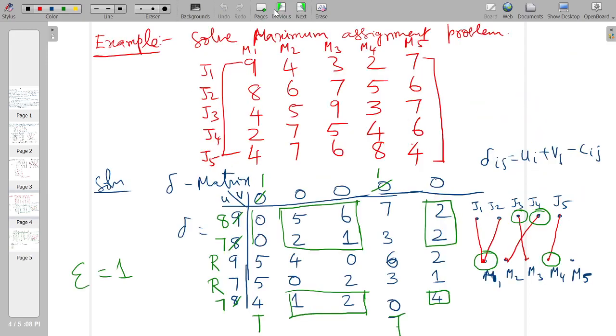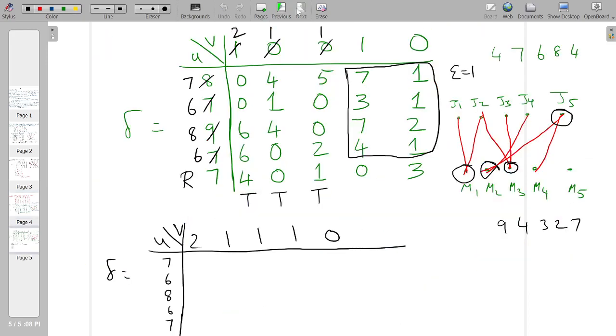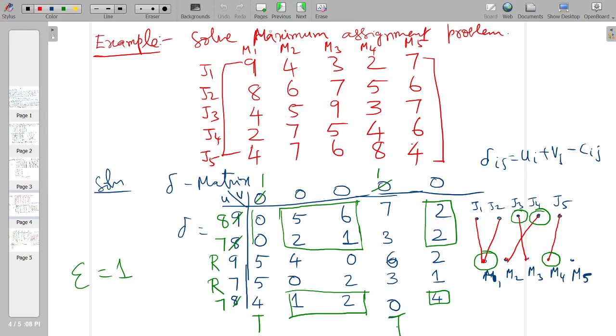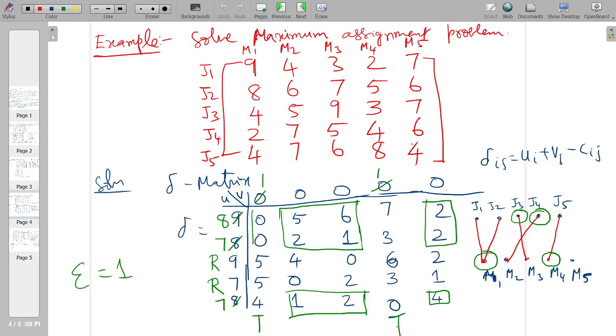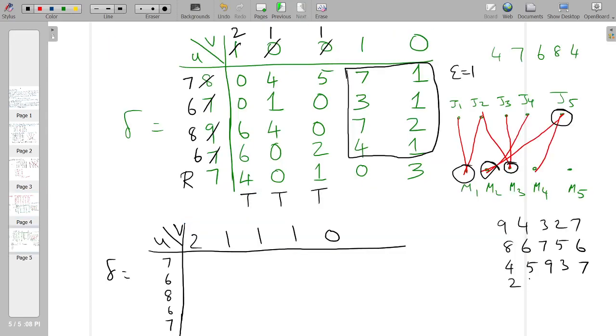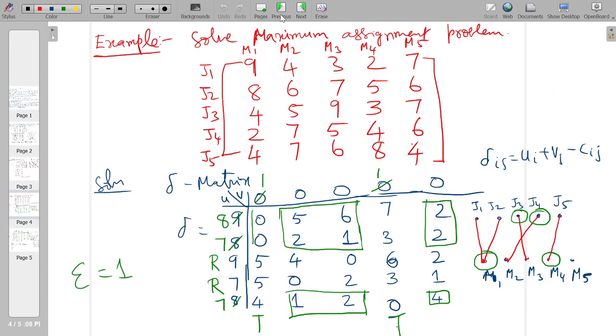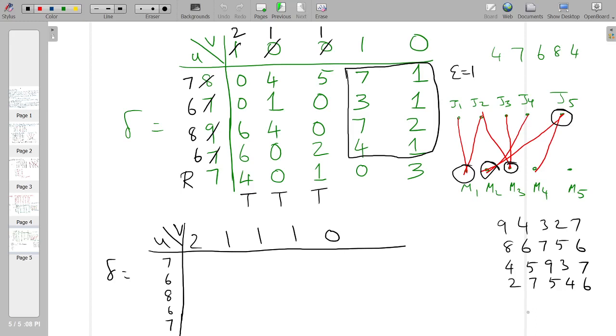Okay. What about the second row? 8 6 7 5 6. Third row 4 5 9 3 7. And the next row 2 7 5 4 6. The next row will be 4 7 6 8 4.